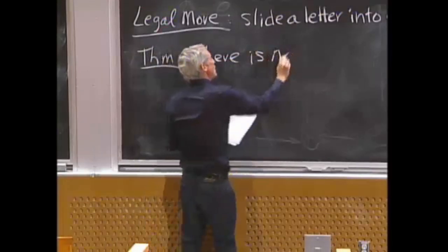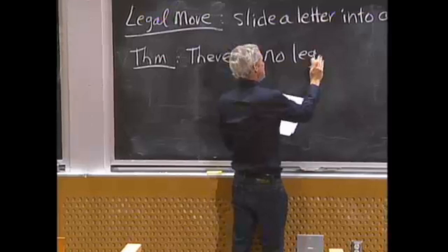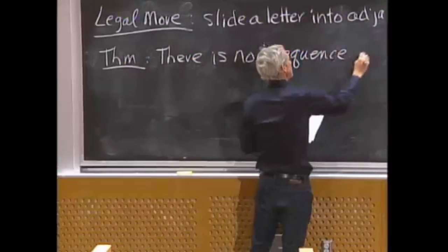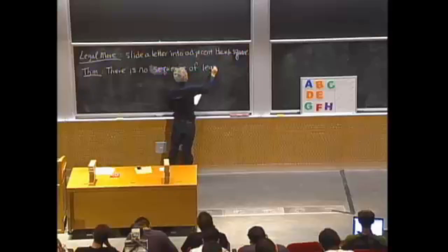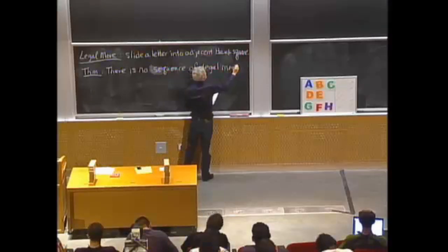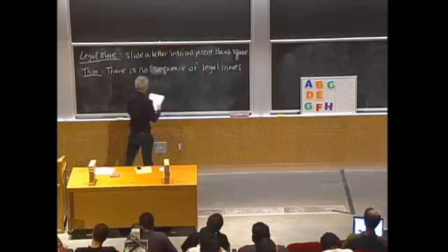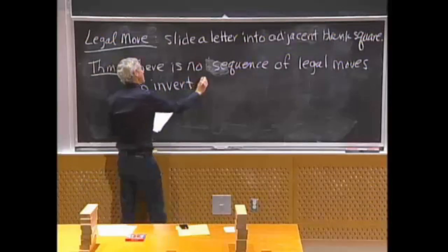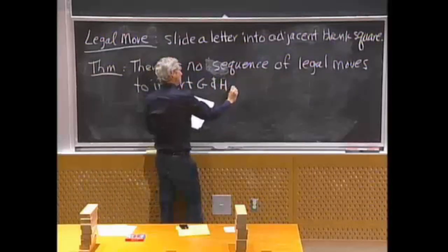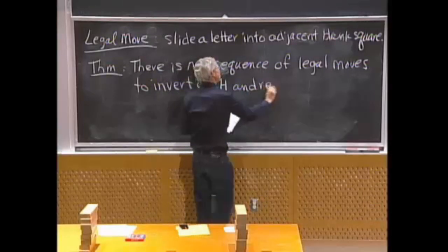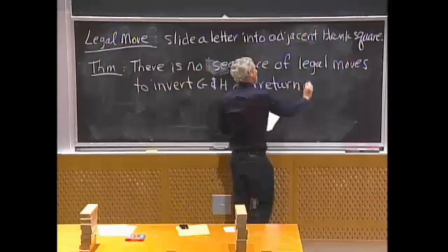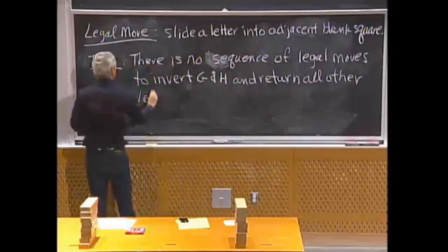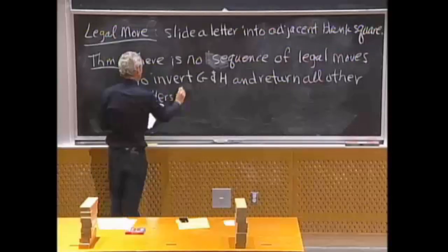There is no sequence of legal moves. You know, diagonal moves makes this a lot easier. To invert G and H and also return all the other letters to their original order or position.